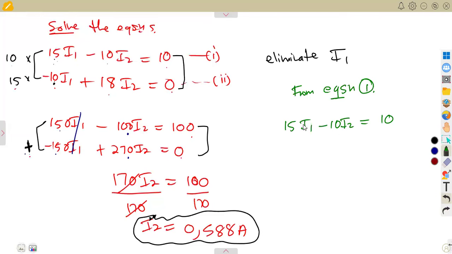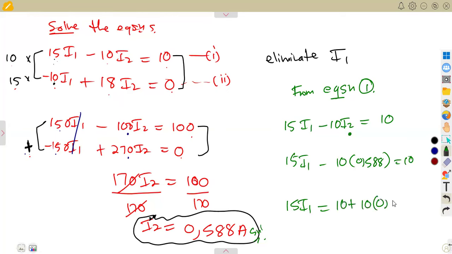So in this case, I take equation 1. I'm going to substitute this current. Where there is I2, I'm going to substitute I2. That means 15 I1 minus 10 times I2, which is the one that we calculated, 0.588, is equal to 10. So 15 I1 is equal to, remember, this is a negative. You can even multiply these two. You can take it on the other side, so it becomes a positive 10 times 0.588. You combine everything, you divide by 15, guys.